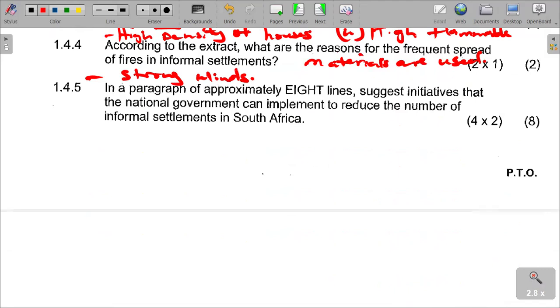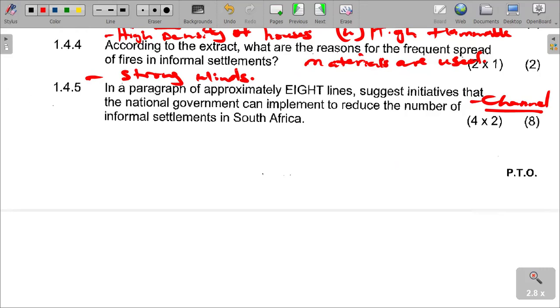And then, in a paragraph of approximately 8 lines, suggest initiatives that the national government can implement to reduce the number of informal settlements. I also said to refer to the channel again. There is also a video that explains the concept of informal settlements, the reasons for their emergence, their challenges, their problems, and government intervention, what government must do to solve and help with such problems. So now, suggest initiatives the government must take to reduce the number of informal settlements.